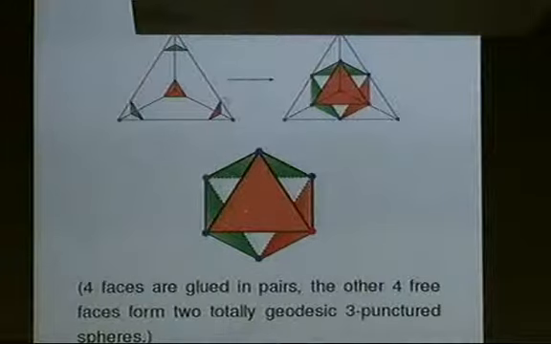Okay, so some of the faces get glued together in pairs. The other ones form two totally geodesic three-punctured spheres, and you get these orangey faces fitting together to give you one boundary three-sphere. The two green triangles fit together to give you a second three-punctured sphere, so that these are going to be totally geodesic.